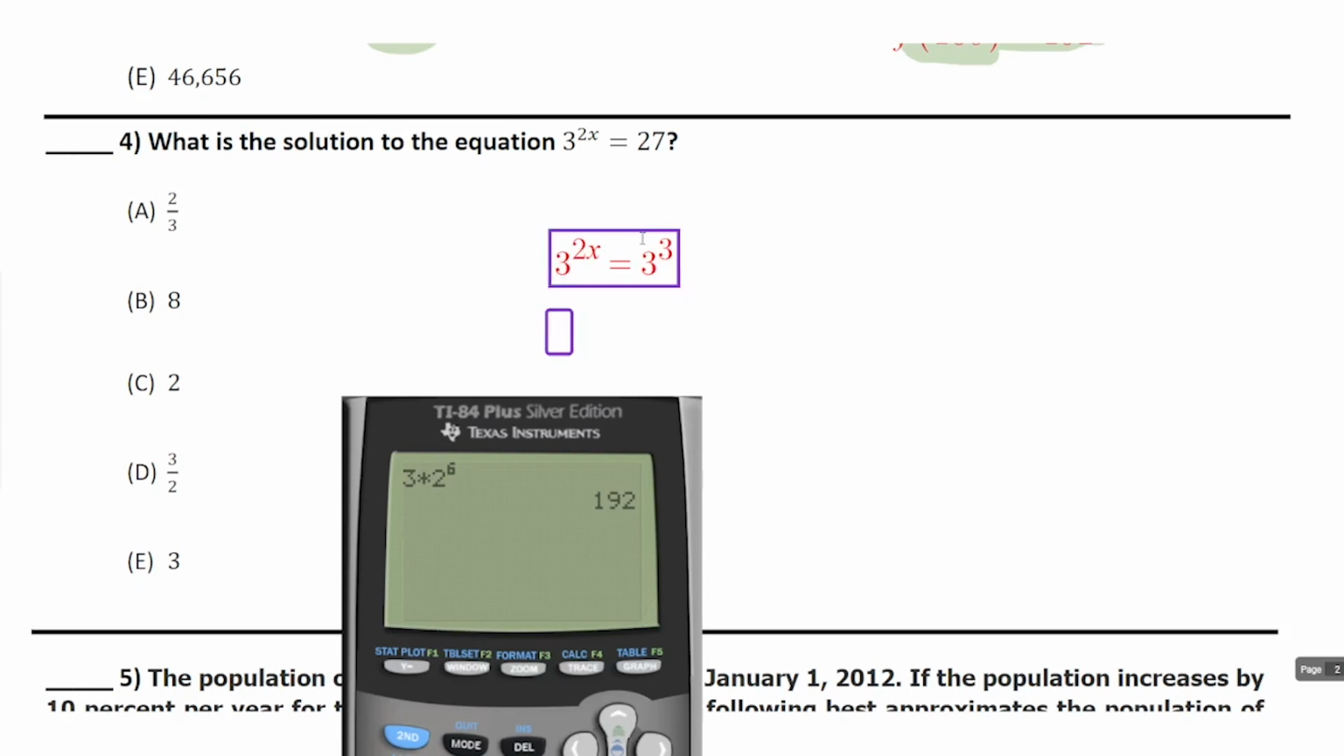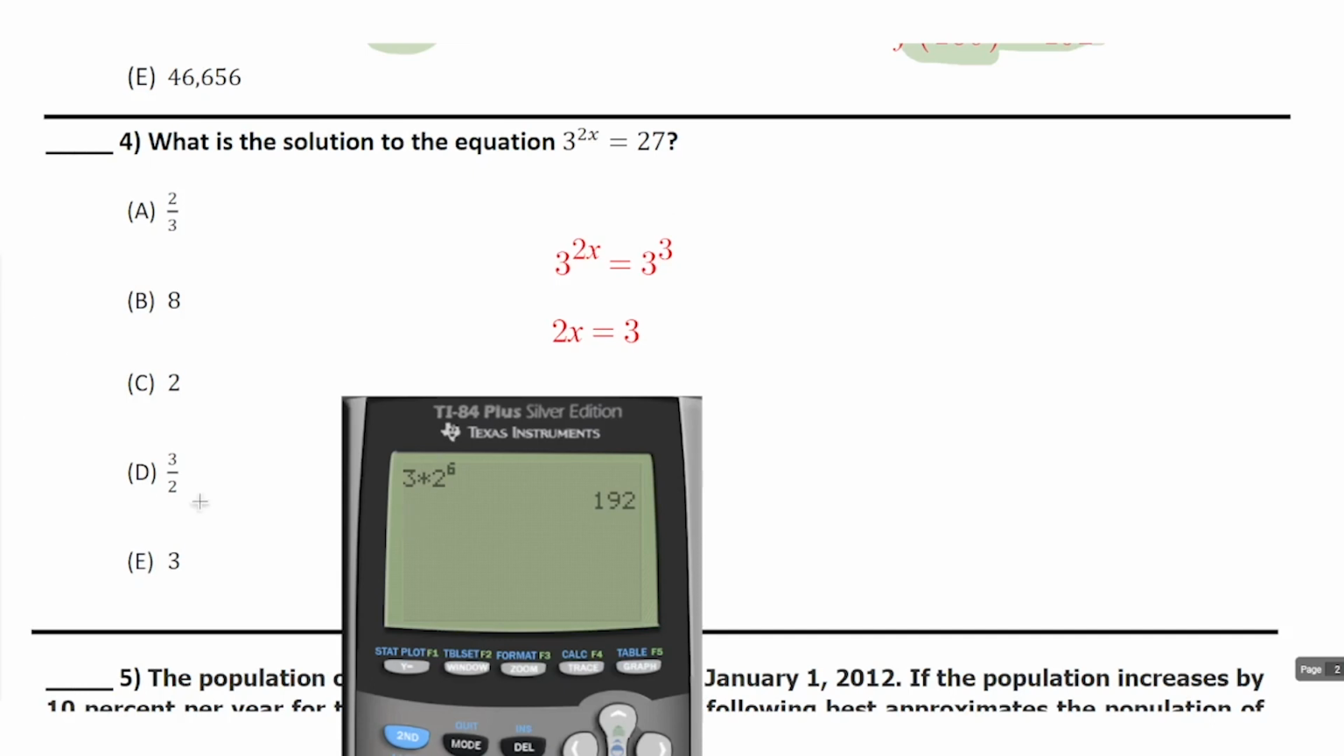And we have what's called the one-to-one property that says that if we have two equal powers with the same base, then we can drop the bases and set the exponents equal to each other. So 2x equals 3. And so dividing both sides by 2 gives me 3 over 2.